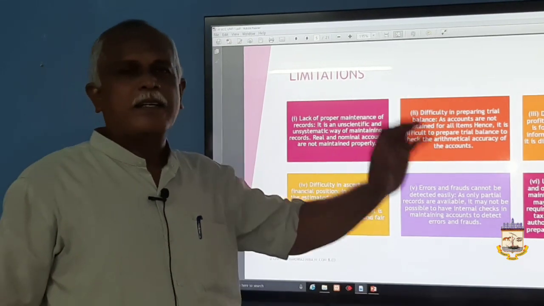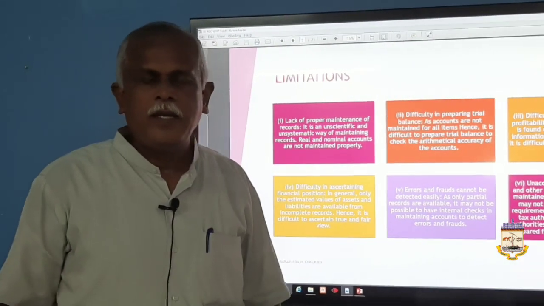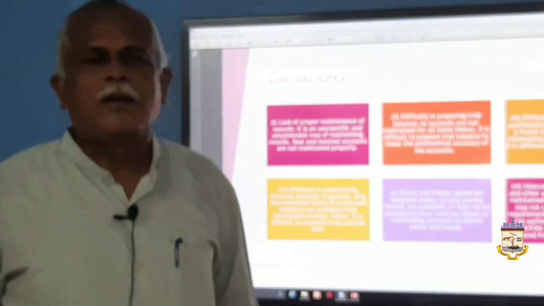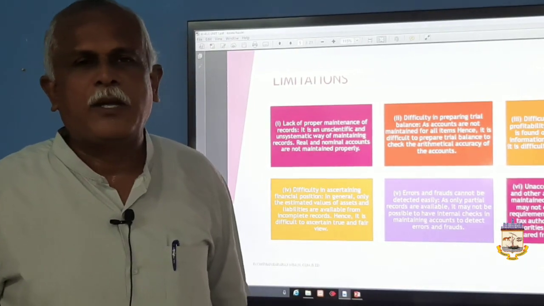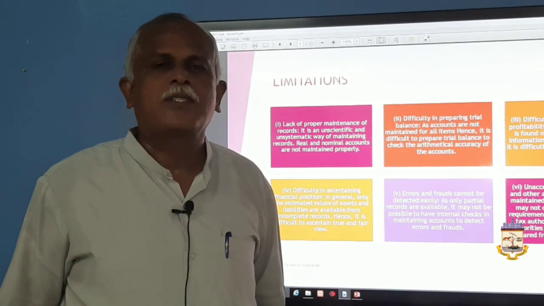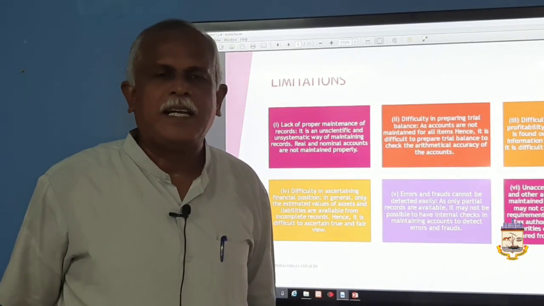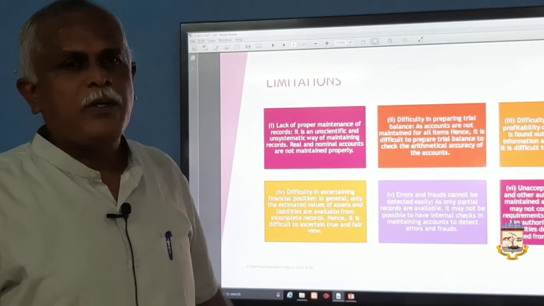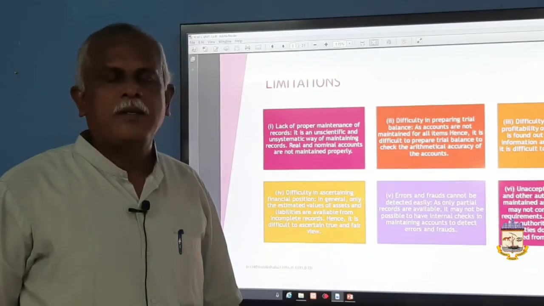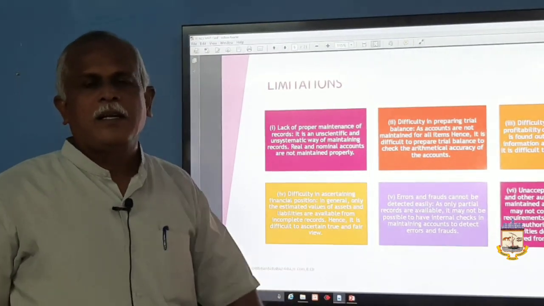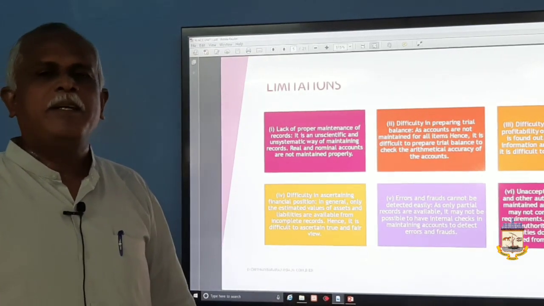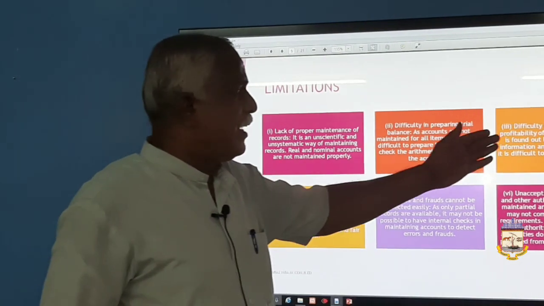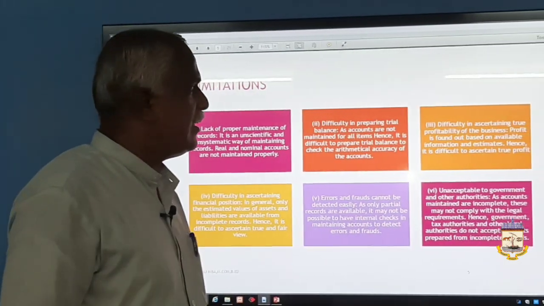Difficulty in preparing trial balance. Why do you prepare a trial balance? Trial balance is prepared to find out the arithmetical accuracy of the books of accounts, whether we maintain them correctly or not under the double entry system. So since we don't maintain real and nominal accounts, we won't be able to find out the arithmetical accuracy of the books of accounts. Difficulty in ascertaining the true profitability of the business.